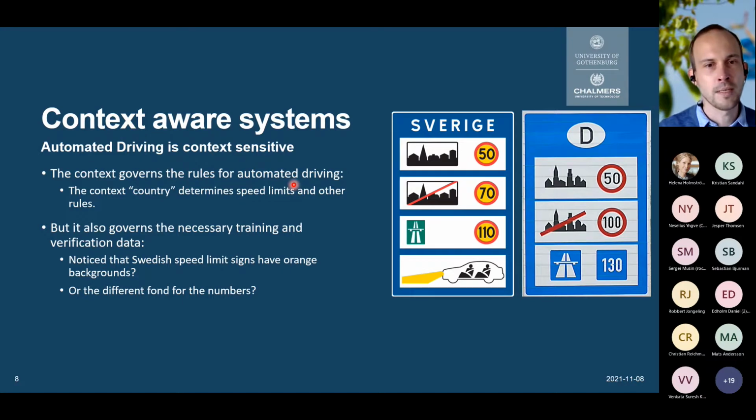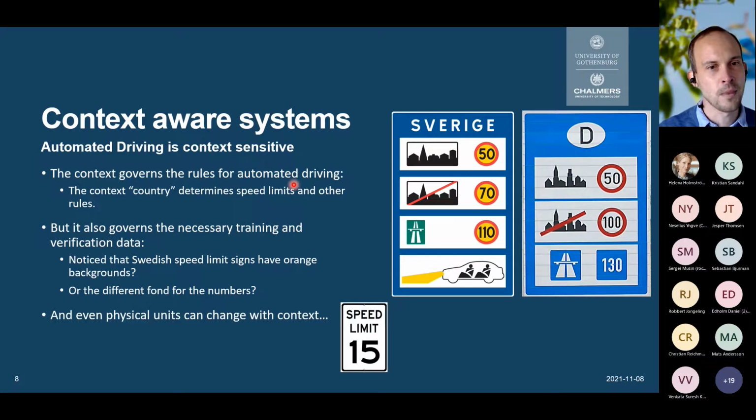Imagine you are now driving into the United States, then even the physical units of the speed limit change, because the signs don't tell you the unit. The unit you are assuming from the context in which you are seeing the sign. So in Sweden, we know that we use kilometers per hour as a speed unit, but in the United States, they're using miles per hour.